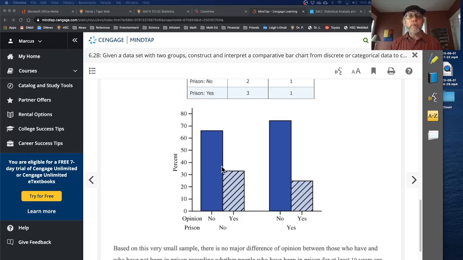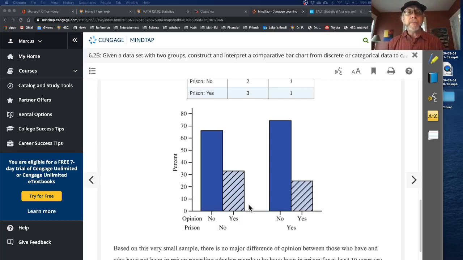The majority in both groups, and it's a pretty large majority, would say that they don't think it's likely that a person released after 10 years would commit a crime again. But there is a minority in both groups who believe that a person is likely to commit a crime.